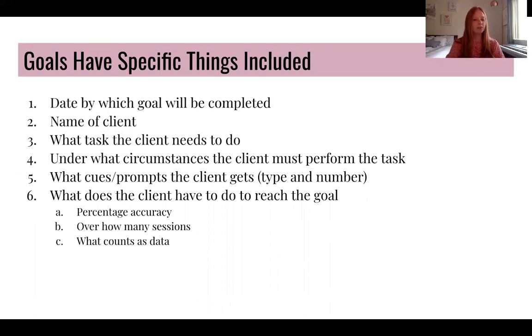What I mean by that, if you don't remember from last semester, is typically at the end of a goal, it'll be written like over 2 or 3 consecutive sessions, meaning that if they hit the goal one time and then another time, but then not the third time, they don't meet the goal and they have to start over again. They have to get it 3 times in a row in order to be released from therapy.